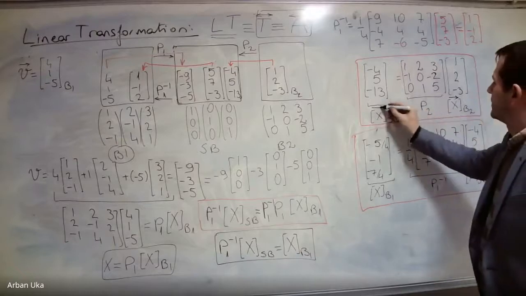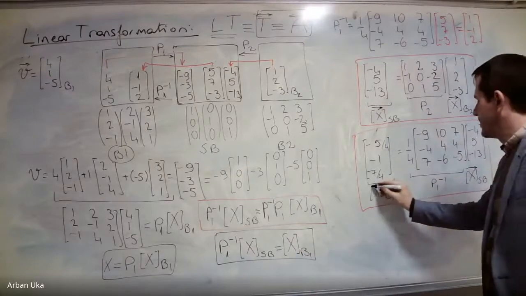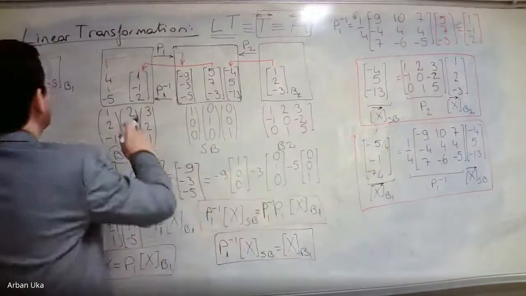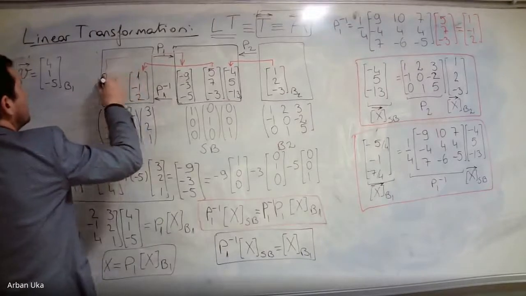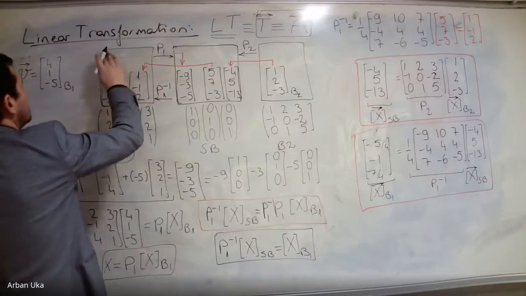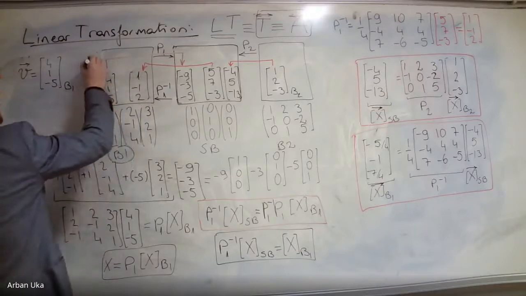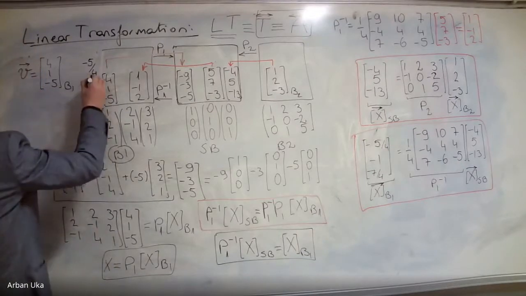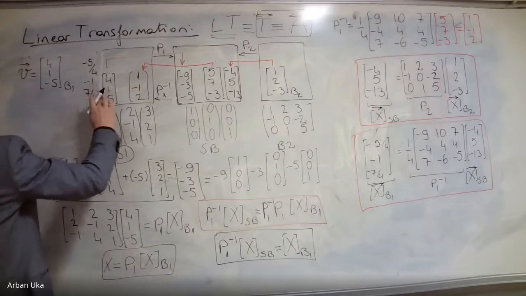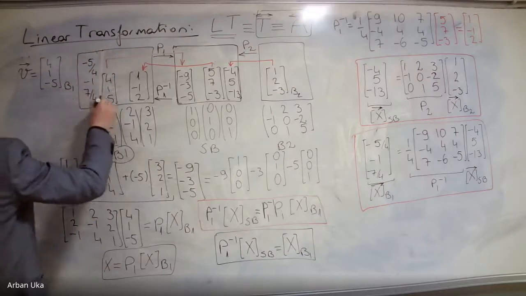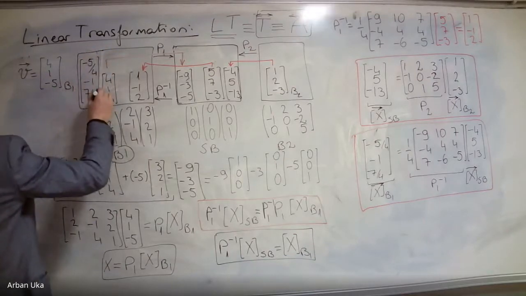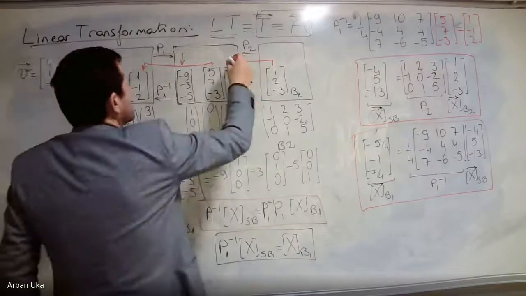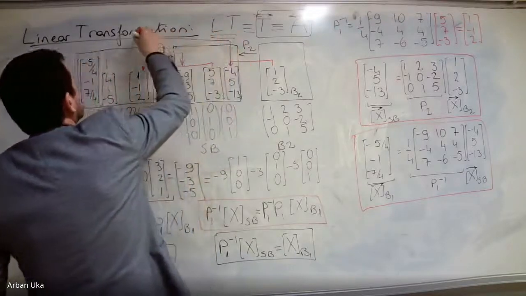So this is a vector, this is a vector, this is a vector, and this is another vector. So finally, it looks like here we have minus 5 over 4, minus 1, and 7 over 4. Okay, so it looks like we can link this vector, we can find it.